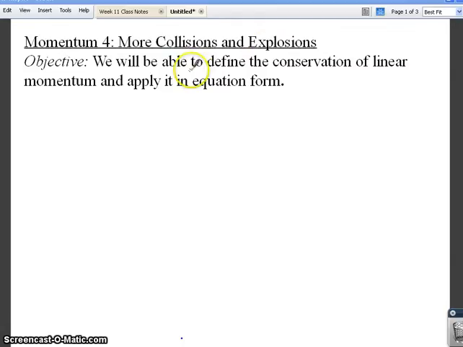This is going to be a continuation of Momentum 3, in the sense that we're just looking at the same things. We are going to be looking at the conservation of momentum: initial momentum equals final momentum. And we're going to look at a couple more situations to identify and set up an equation in order to solve for it.